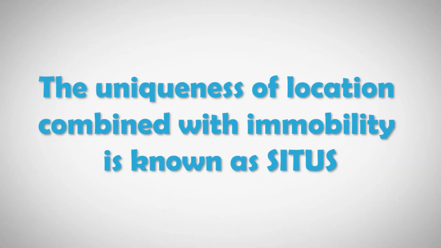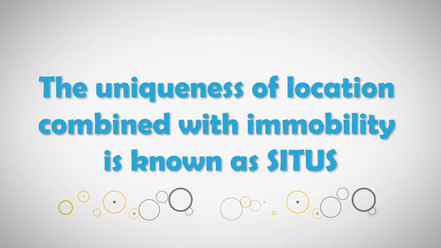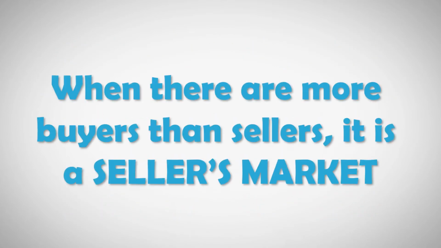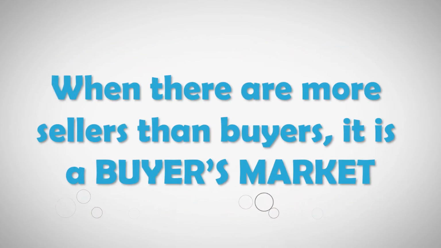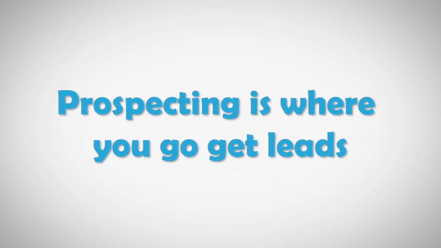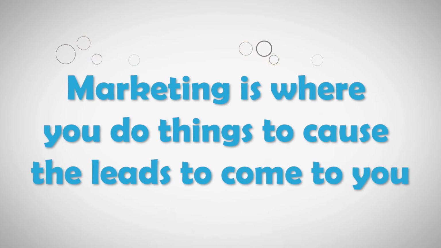The uniqueness of location combined with the immobility is known as situs. When there are more buyers than sellers, it is a seller's market. When there are more sellers than buyers, it's a buyer's market. Prospecting is where we go and get leads. Marketing is where we do things that cause the leads to come to us.